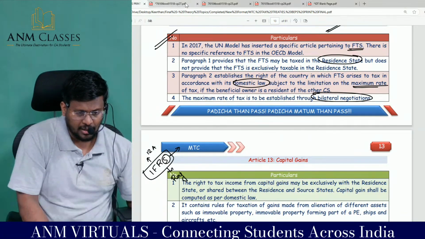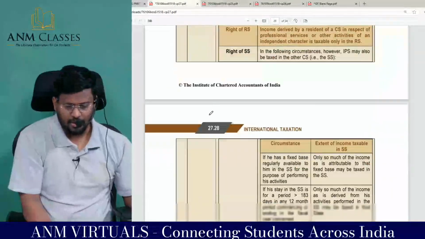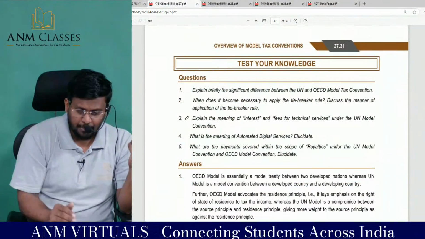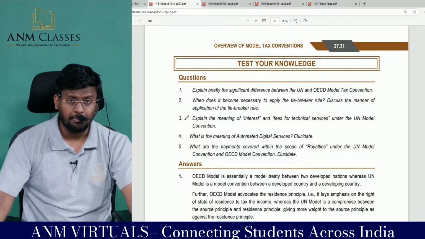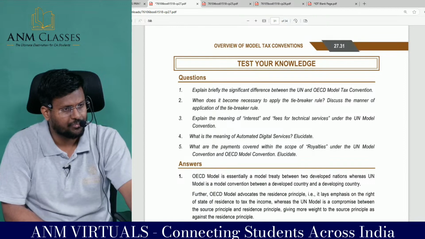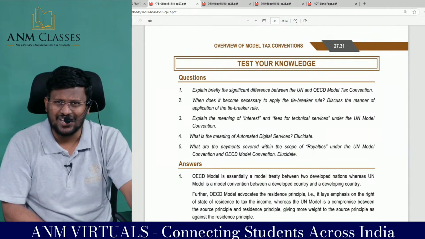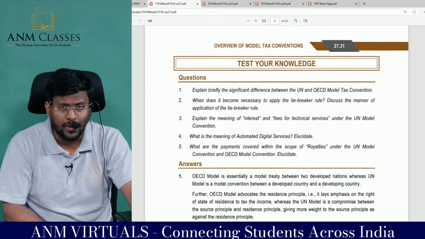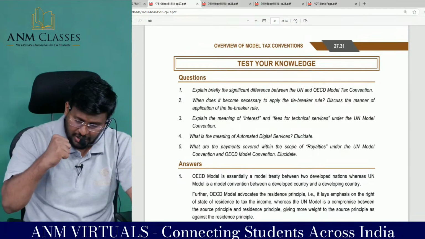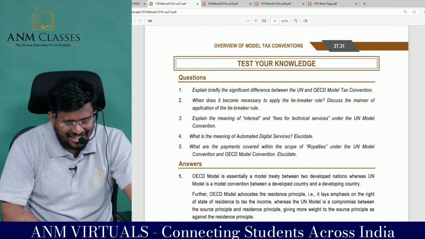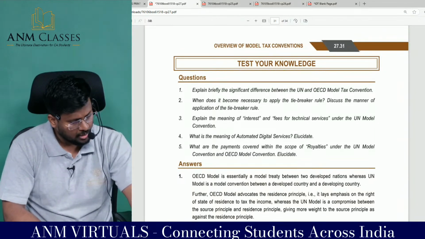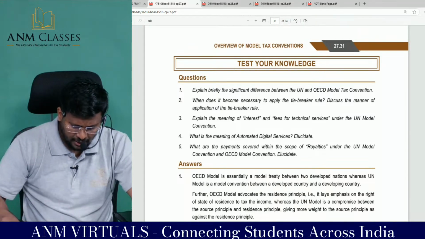Sir, if you see the ICAI study material, my dear lovable students, what type of question can we expect in the examination from this? These are past examination questions. Explain briefly the significant difference between the UN and OECD model tax conventions. The OECD model tax convention is between two developed countries, whereas the UN model tax convention is between a developed and a developing country. The OECD model tax convention emphasizes the resident principle, and the UN model tax convention is a compromise. Fantastic, sir. And you can read the answer.